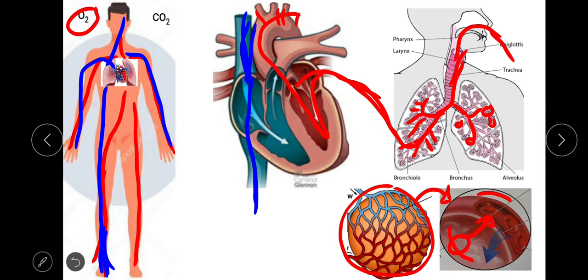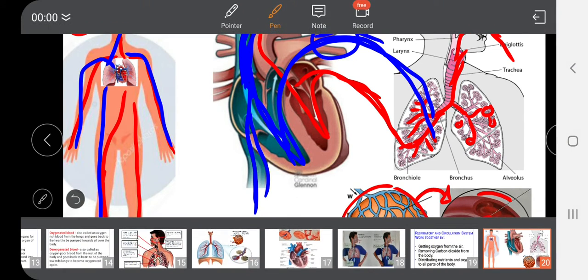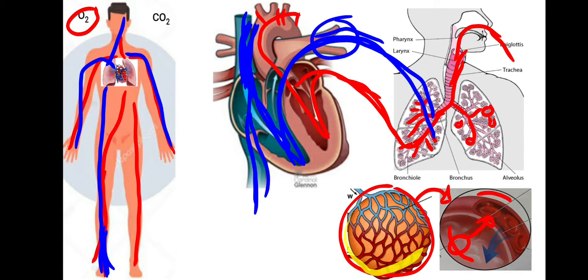The deoxygenated blood enters the right atrium, then down to the right ventricle, and then it will be pumped towards the lungs that passes through the pulmonary artery. This is the pulmonary artery here. The blood passes through the pulmonary artery towards the lungs, and then when it reaches the lungs, it will first reach the alveoli here. This is the alveoli.